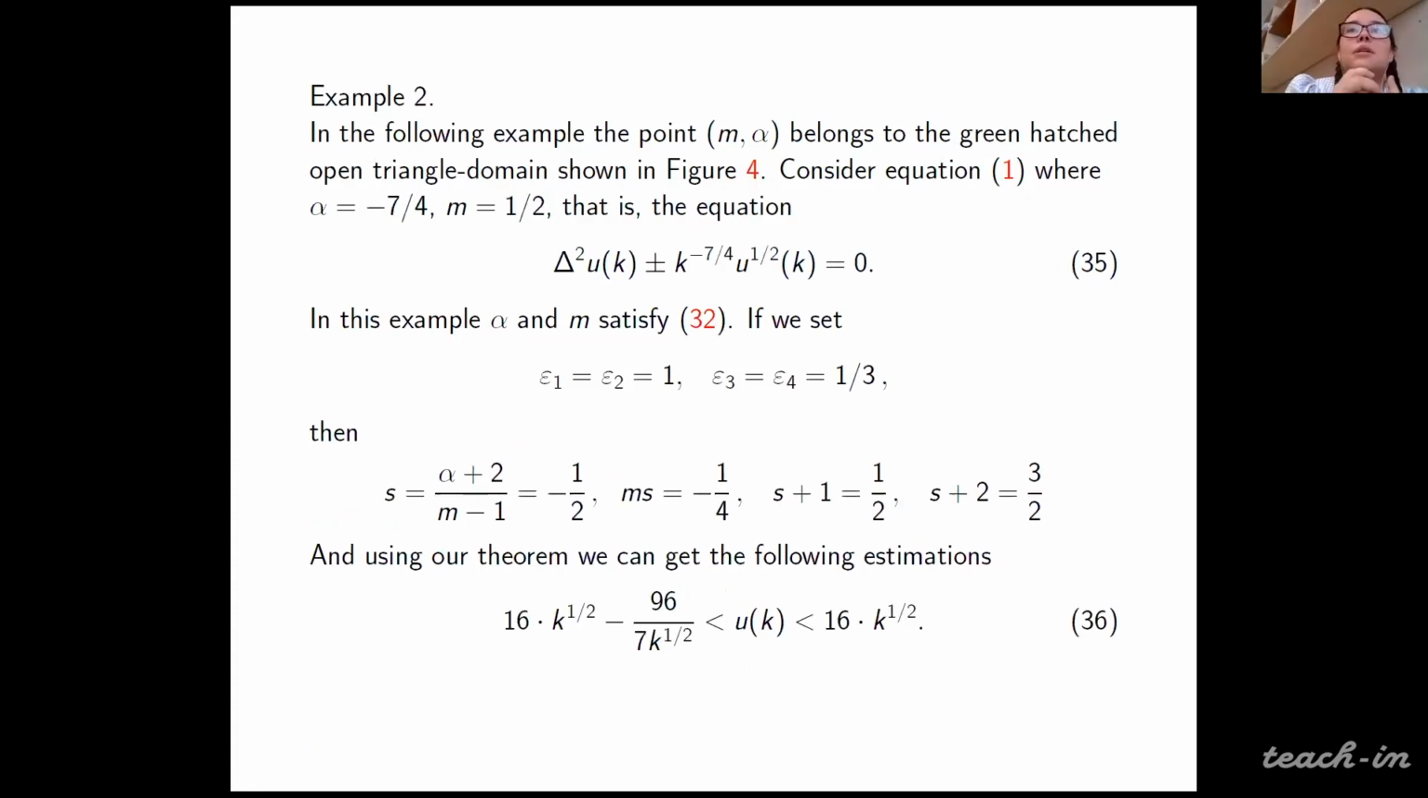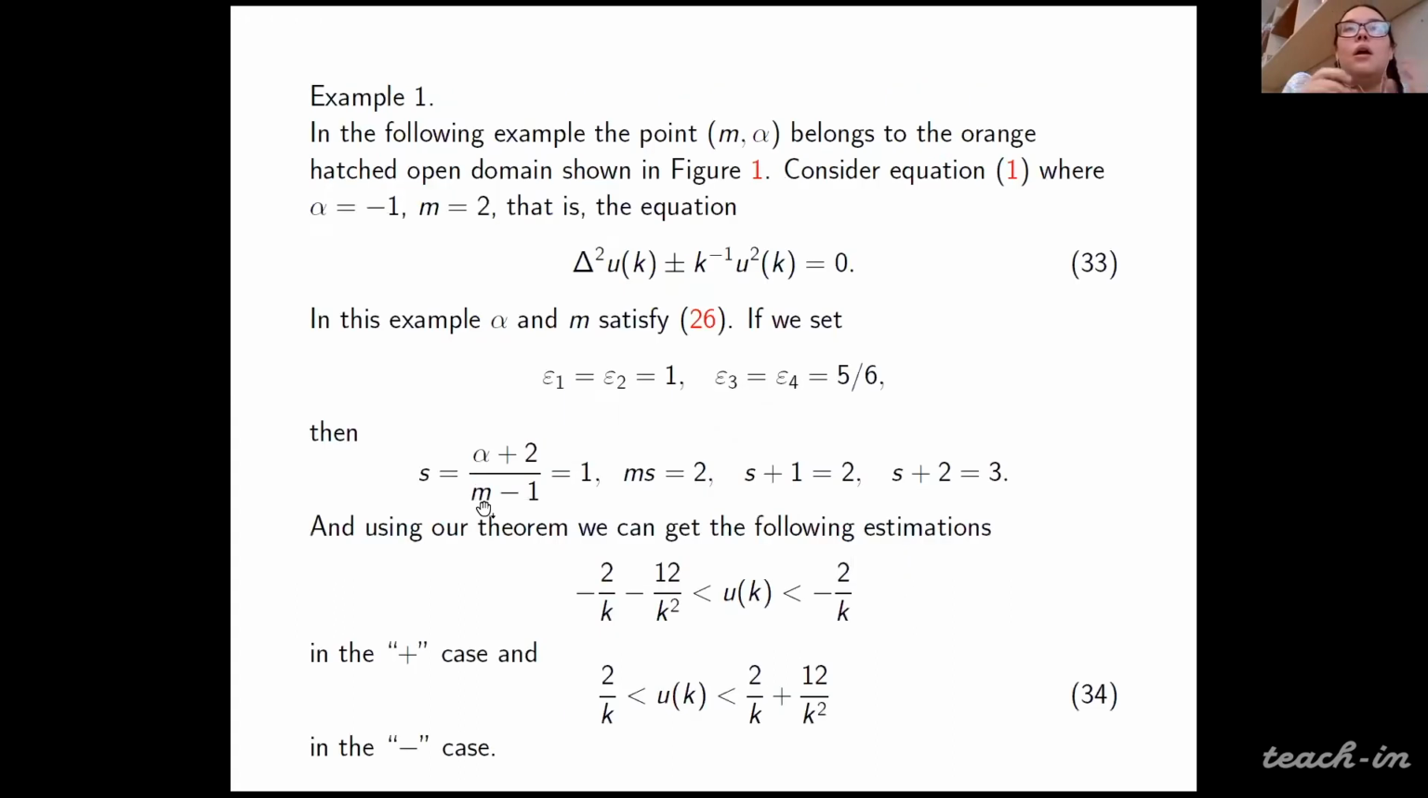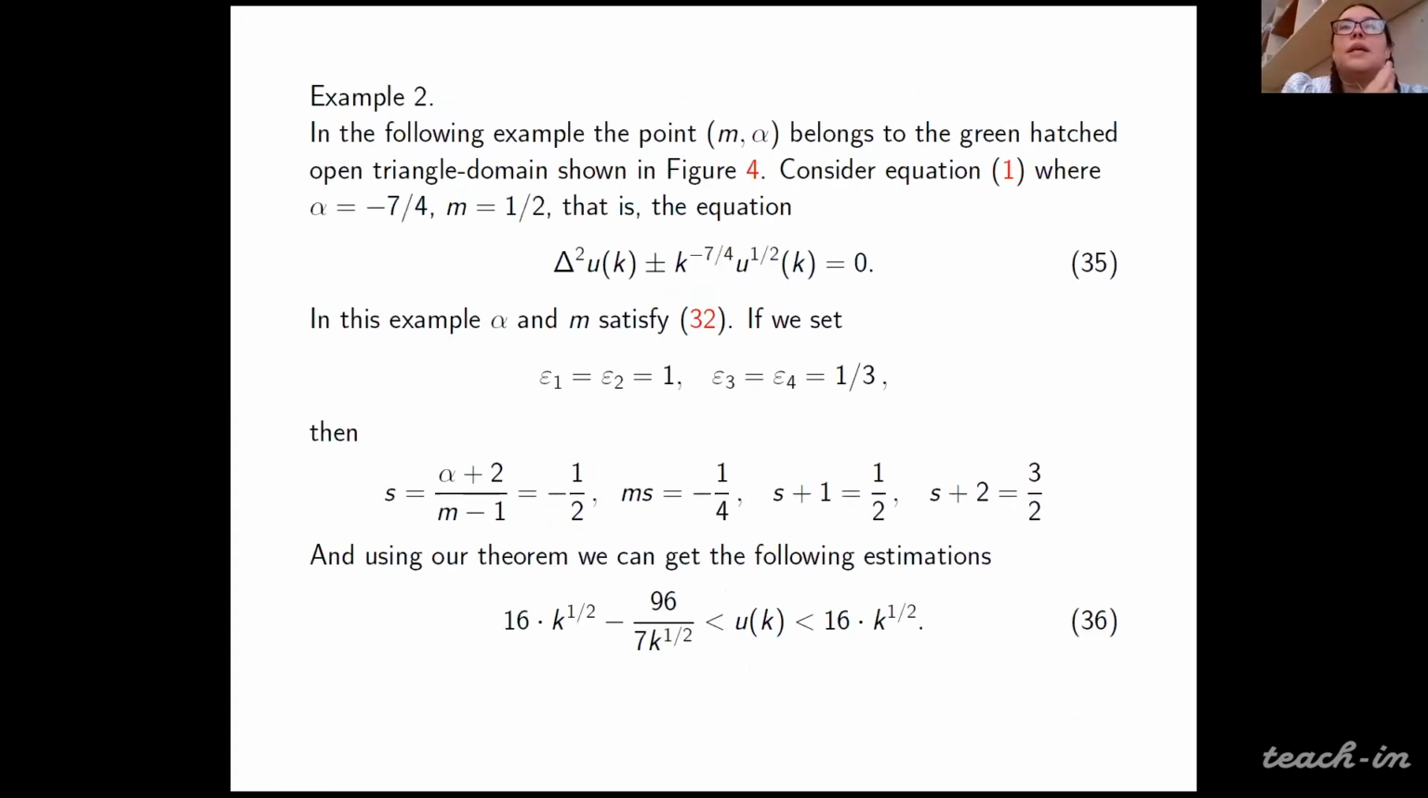The second example tells us about a point from the green domain, from here. And more precisely, we take it from the green triangle. We put alpha equal to -7/4, m equal to 1/2, and that means that our equation transforms into the form 35. We also need to choose constants epsilon1, epsilon2, epsilon3, and epsilon4. Here we put epsilon1 equal to epsilon2 equal to 1, epsilon3 equal to epsilon4 equal to 1/3.